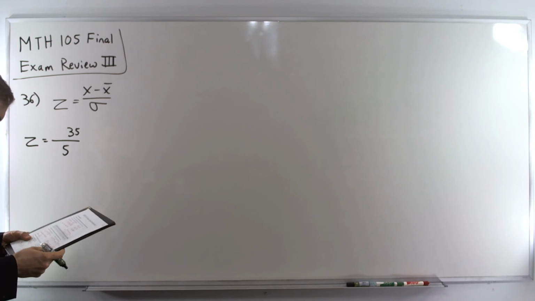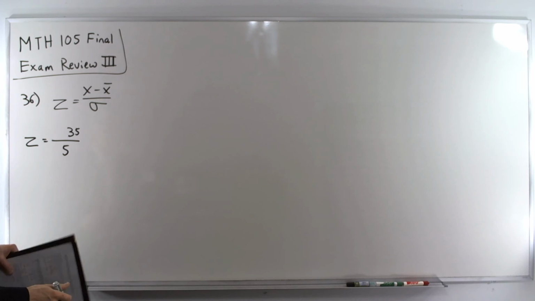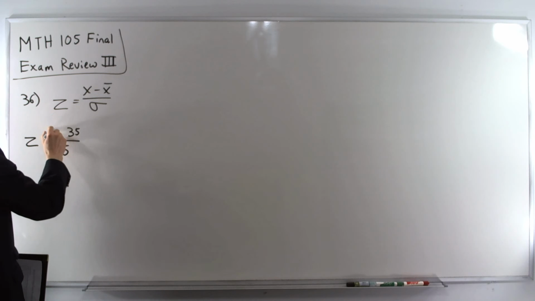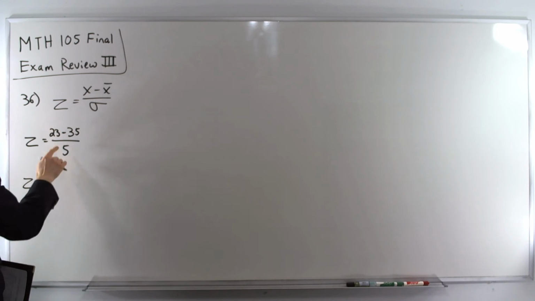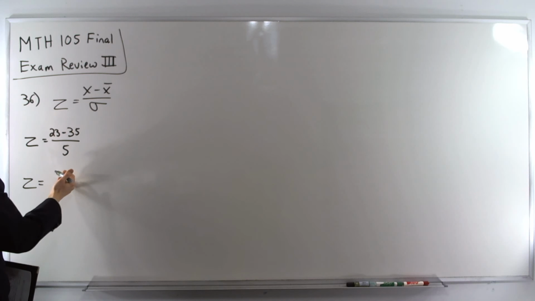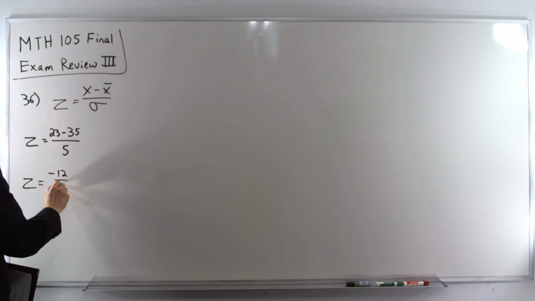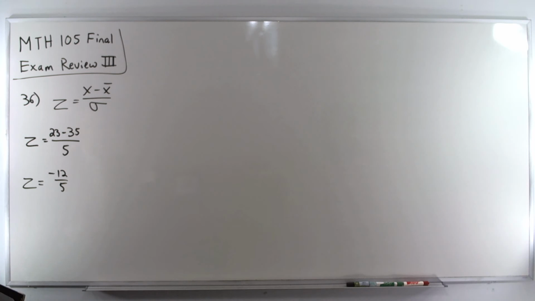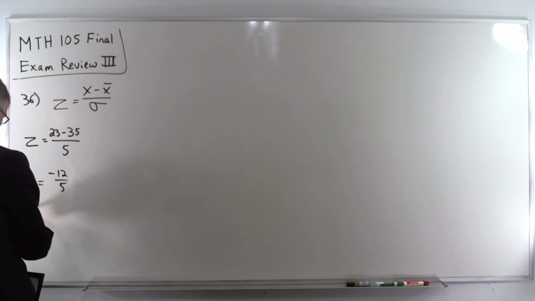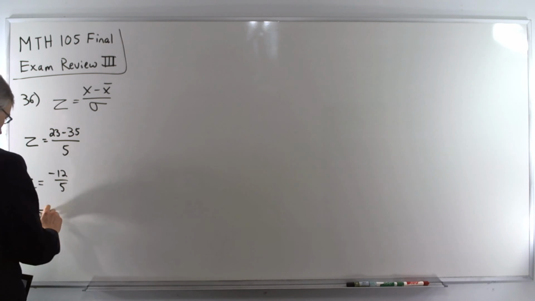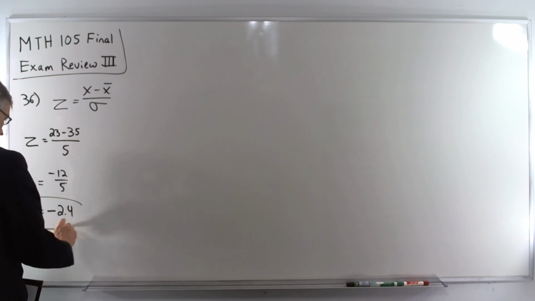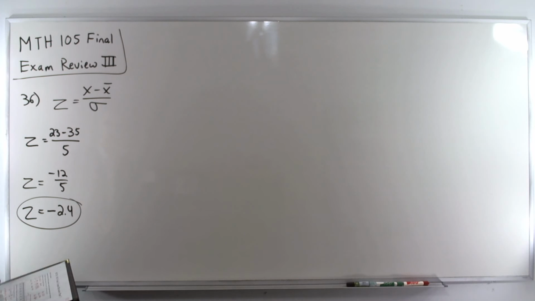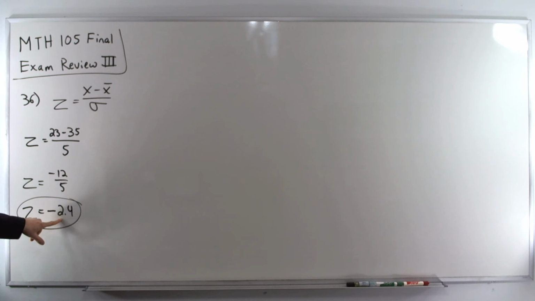We want to find the z-score for the value 23. All right, the value goes in for x, so we got 23 minus 35 over 5. All right, evaluate the top first as negative 12. So the z-score is negative 12 over 5, which is negative 2.4. So that means 23 is 2.4 standard deviations below the mean.